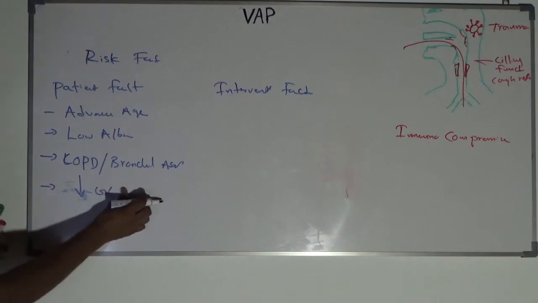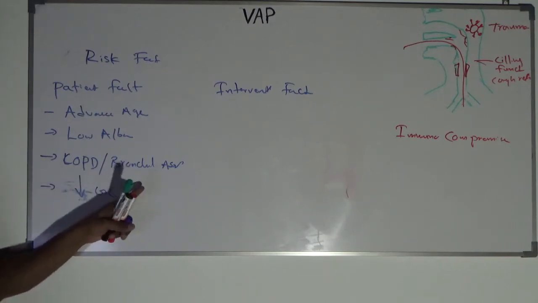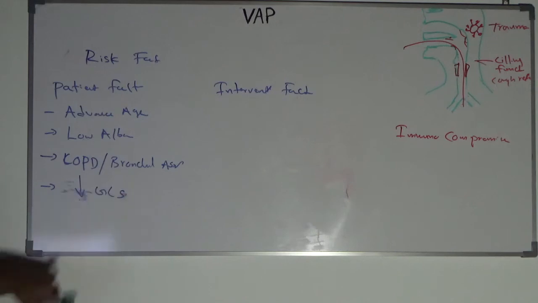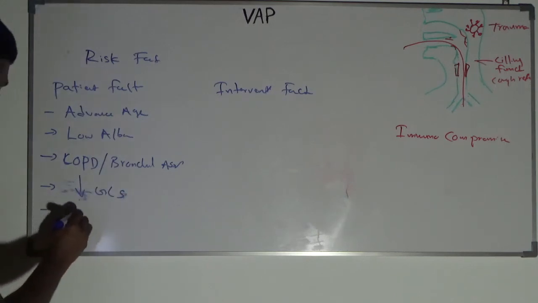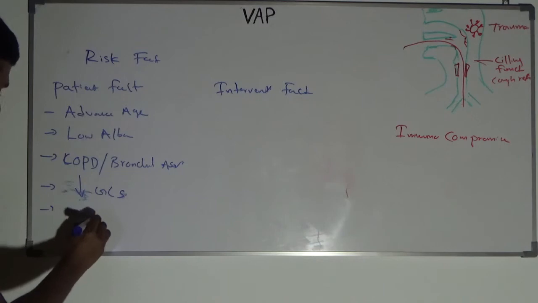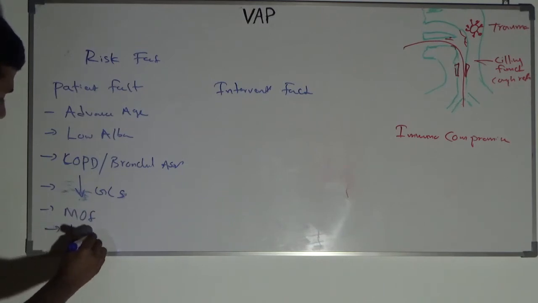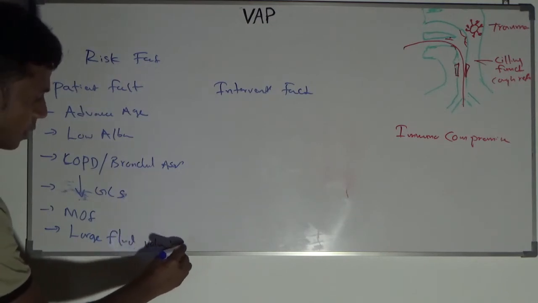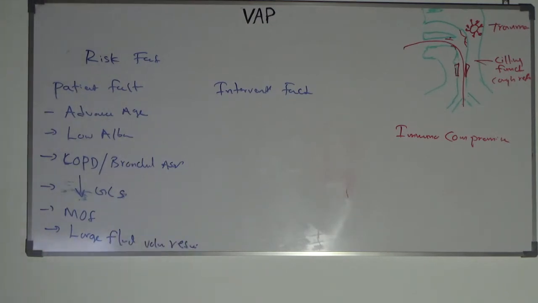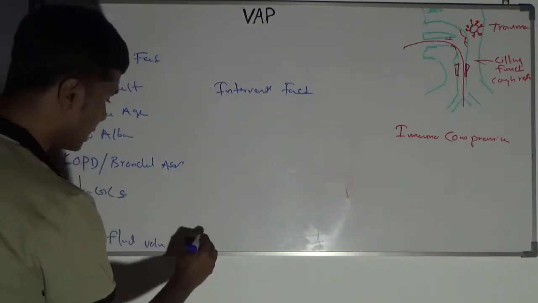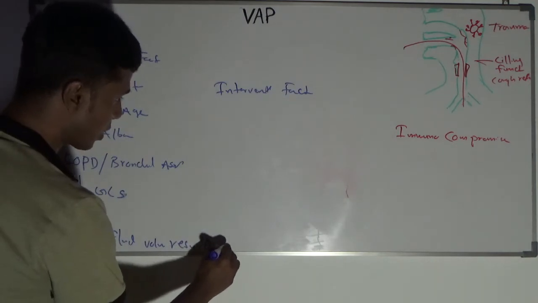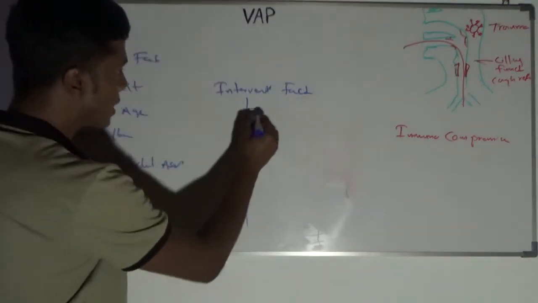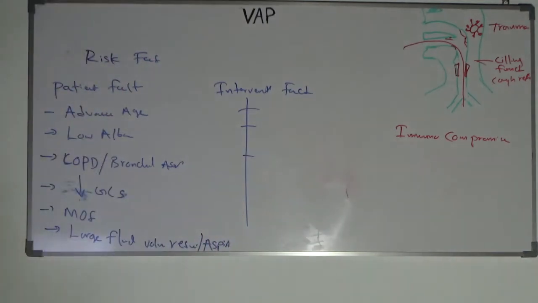Because of low GCS, microaspiration can occur without the patient knowing. In addition, multi-organ failure, large fluid volume resuscitation, and aspiration of upper GI material. We'll see what the interventional factors are which increase ventilator associated pneumonia.